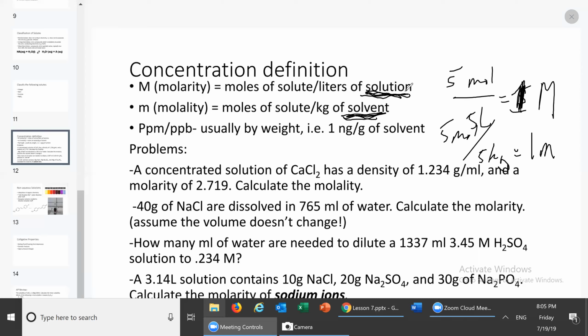Okay, with these definitions in mind, let's do some problems. So I have 4 problems here, and the first one's actually a little tough, so I'll just do it out for you. A concentrated solution of CaCl2 has density equals 1.234 grams per milliliter and a molarity of 2.719 molar. These are completely made up numbers, so don't try this yourself. We want to calculate the molality.